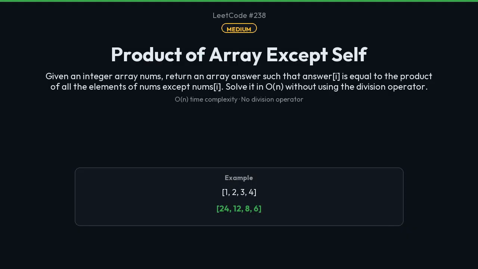Given an integer array nums, we need to return a new array where each position holds the product of all other numbers. We must solve this in O of n time and cannot use the division operator. For example, if the input is 1, 2, 3, 4, the output should be 24, 12, 8, 6.